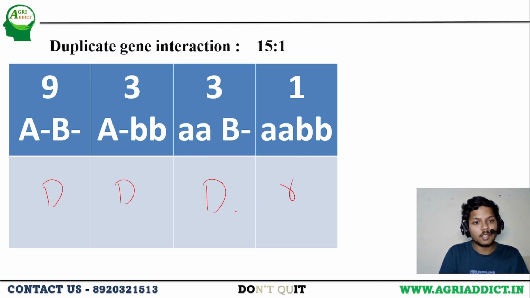If you take this as the phenotypic ratio, we get 9 plus 3 plus 3 is to 1, equal to 15 is to 1, because both alleles control the same character. So if either one is in dominant, then it will be enough to express the character. That's why we call it duplicate gene, because both are expressing the same character.